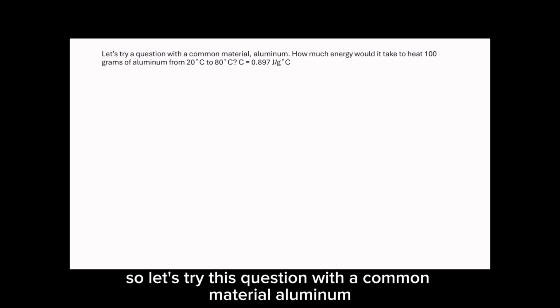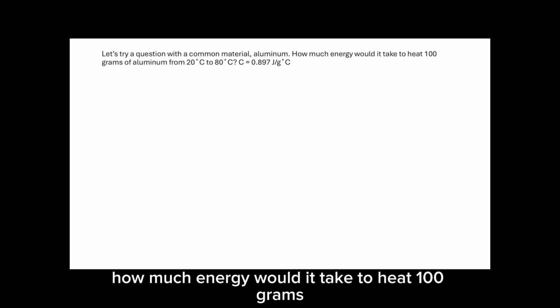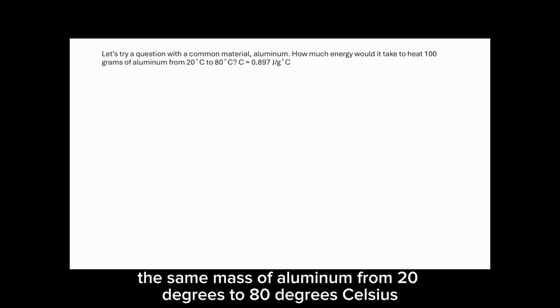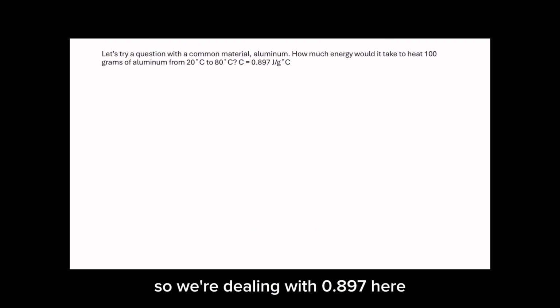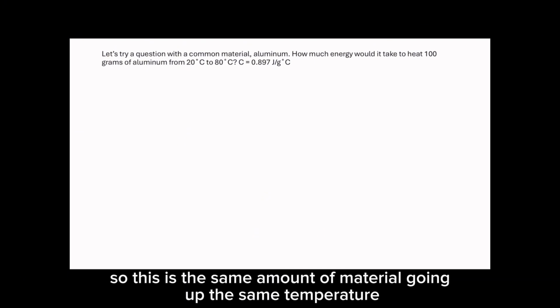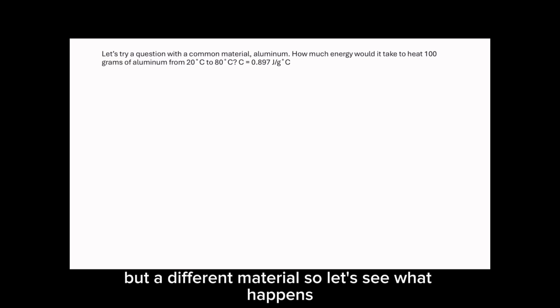So let's try this question with a common material, aluminum. How much energy would it take to heat 100 grams, the same mass, of aluminum from 20 degrees to 80 degrees Celsius? And we have our C here, which as you can notice is quite a bit lower than that of water. So we're dealing with 0.897 here. So this is the same amount of material going up the same temperature, but a different material.